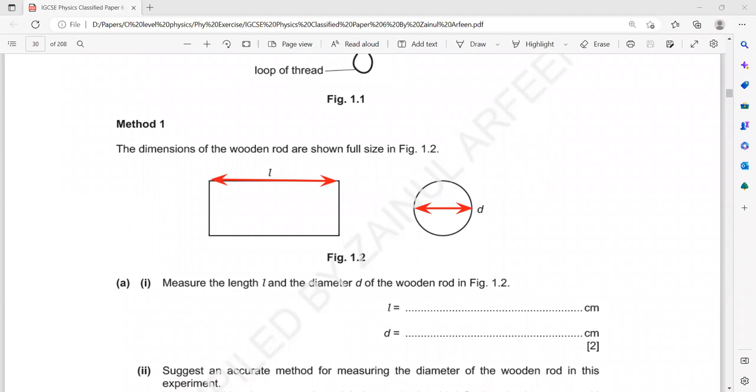What about others? 3.7 and 1.6. So when we measure, the length was 3.7 and the diameter is 1.6. And the marking scheme answer, as I mentioned, will be different from yours, because the paper size will be different. That's why you won't have the same answer.